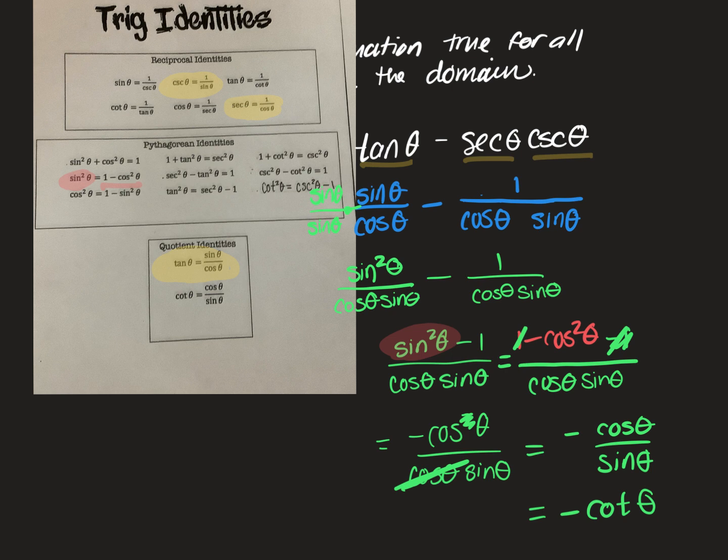Okay, let's do another one. Let's practice with these fractions. So this one is cosine over sine minus sine over 1 minus cosine.